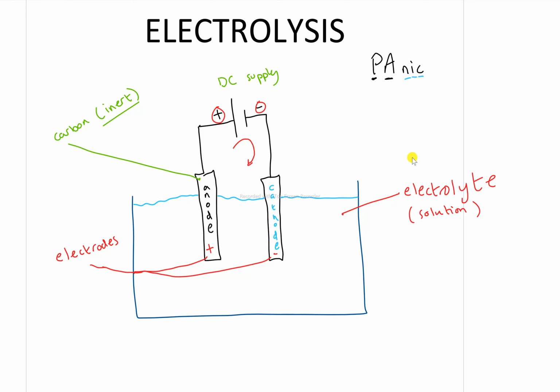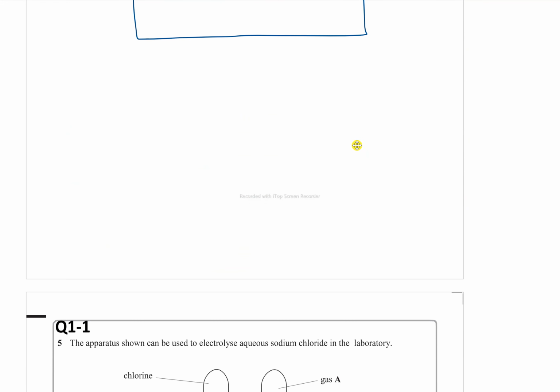We're gonna do electrolysis of not molten but aqueous stuff. Right, so let's do the same thing again. Draw the battery, plus, minus, draw the electrodes, then panic.